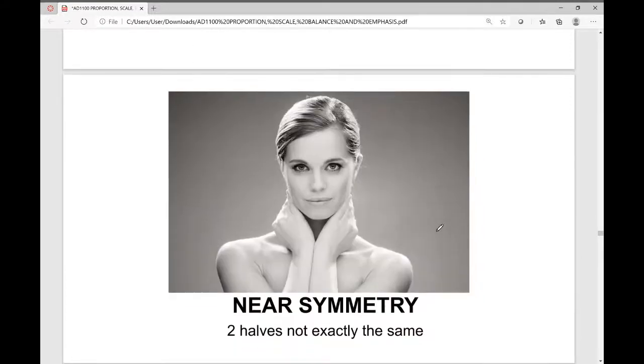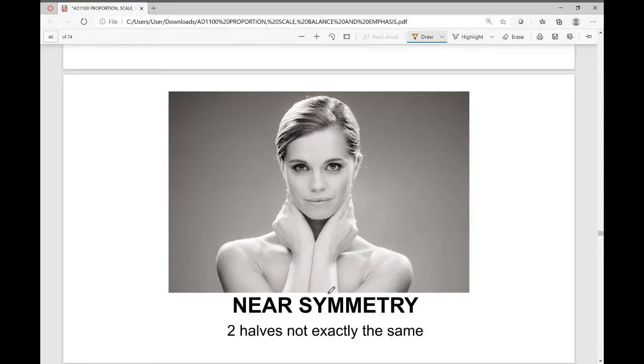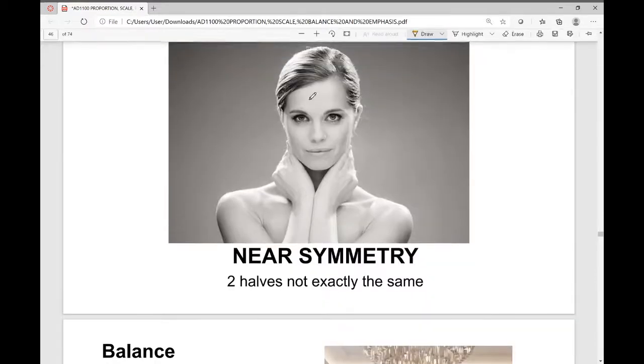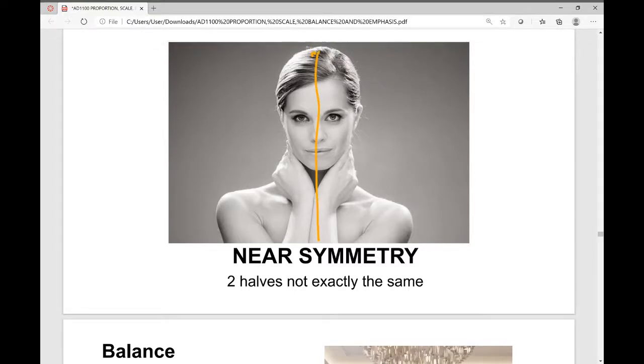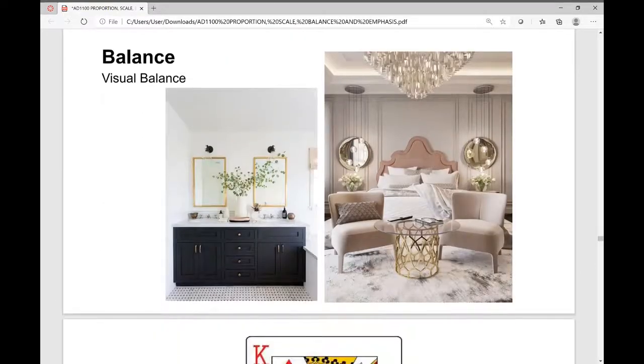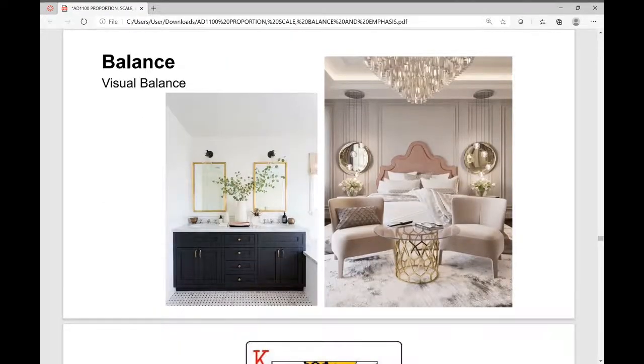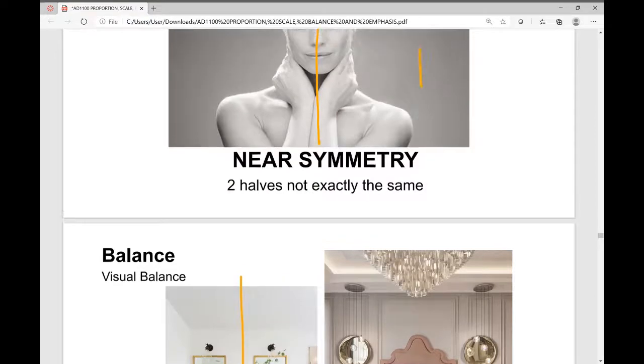So this is near symmetry: two halves not exactly the same. More or less, in a typical human face, you have a symmetrical balance. This is also visual balance. So this is your central axis. This one is actually the same as this one. You have compositions that would aid that as well. Same for this one.